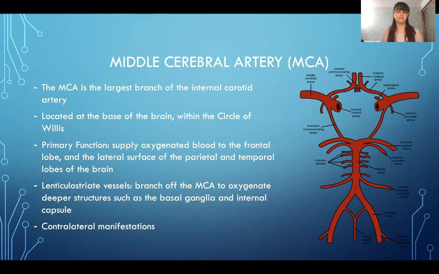The branches of the MCA then progress to oxygenate deeper structures through the lenticulostriate vessels, which in turn supply the basal ganglia and internal capsule. Consequently, when the MCA is deprived of oxygen, it results in death of cells, known as the ischemic core. Subsequently, neural tissue is unable to undergo an action potential, therefore initiating motor responses and interpreting sensory information will be altered. Simply, when a region of the brain is deprived of oxygen due to the MCA, contralateral manifestations are shown.